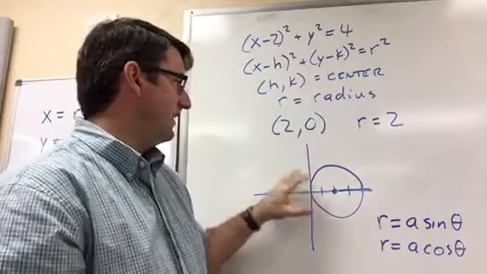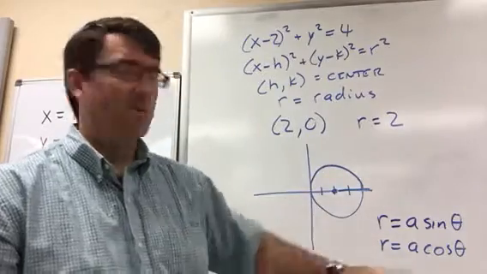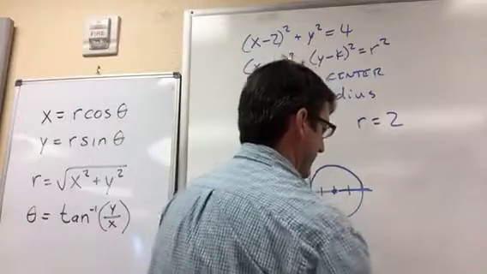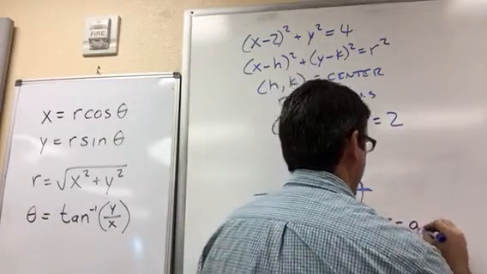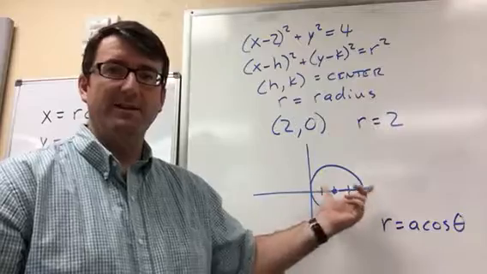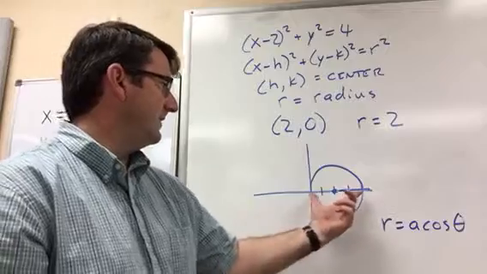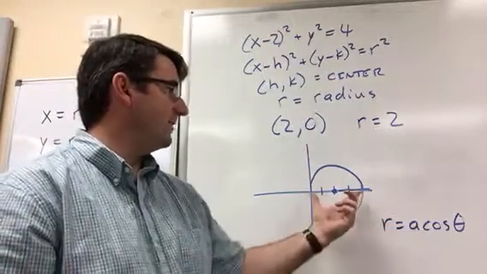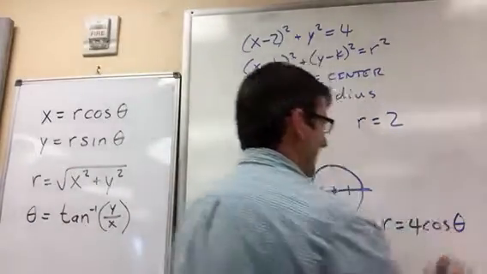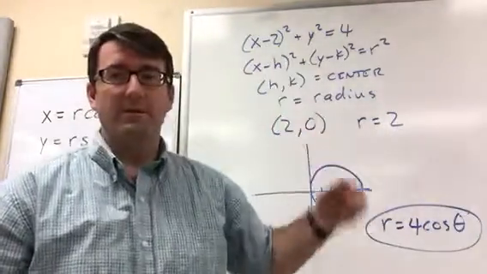All right, so since it's symmetrical on the x-axis, we know that this is going to be cosine. So we can get rid of the sine. This is going to be r equals a cosine of theta. And we know it's positive because it's on this side of the y-axis. And now all we're left to do is fill in this a, which is going to be the diameter of this circle, which is 4. And so that's our equation, and that's the answer that we were looking for in this problem.